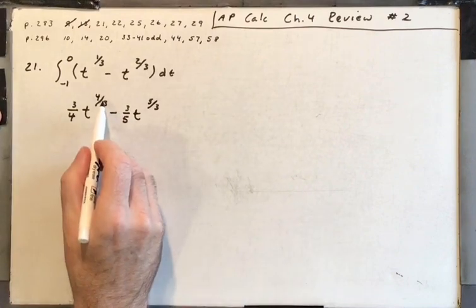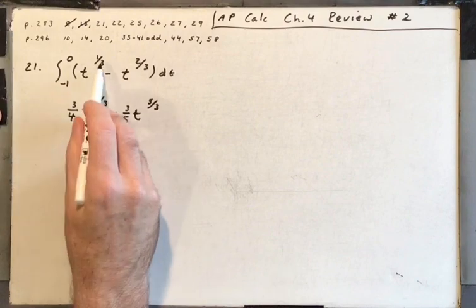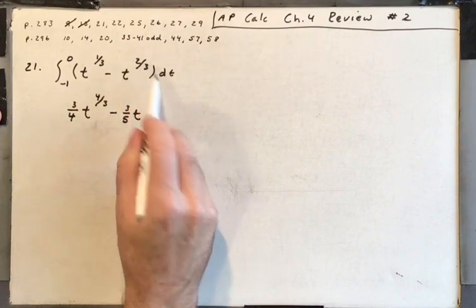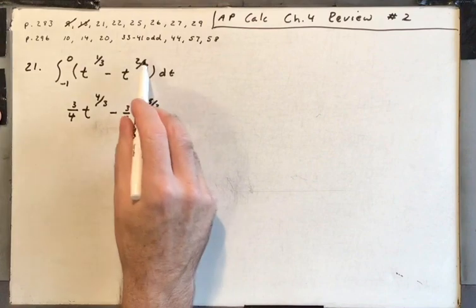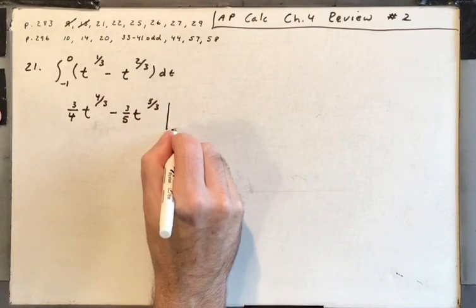So let's make sure, let's take the derivative. 4/3 times 3/4 is 1, minus 1, 1/3. And then 5/3 minus 1 would be 2/3. Yeah. So -1 to 0.